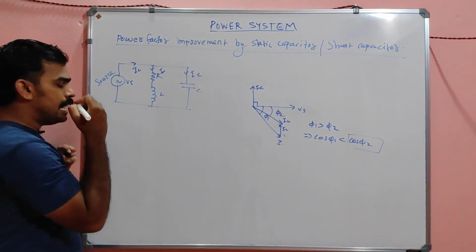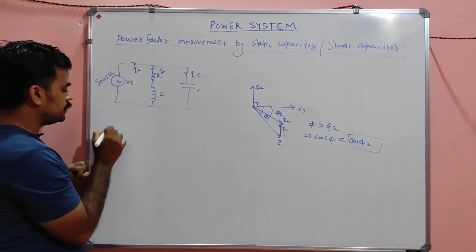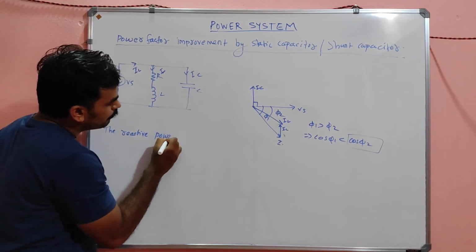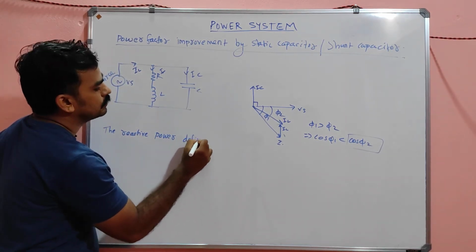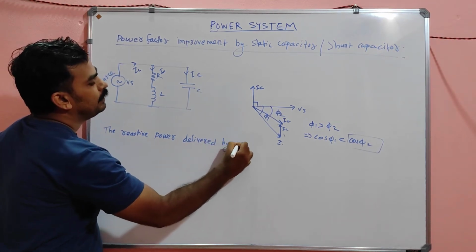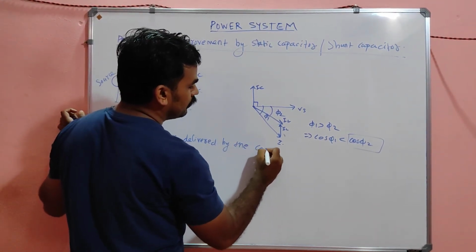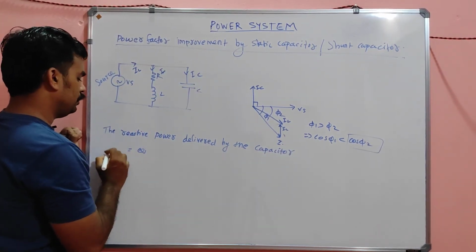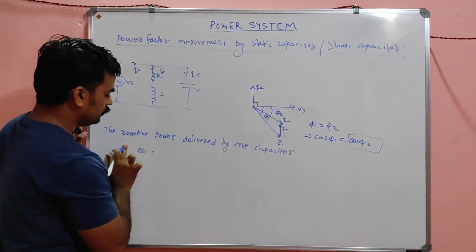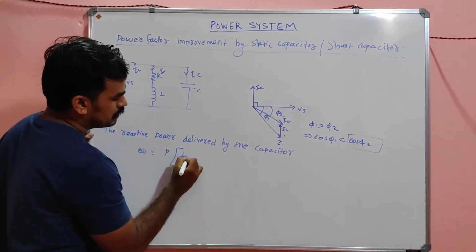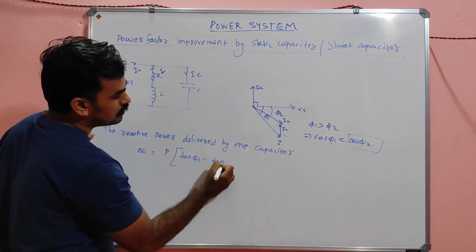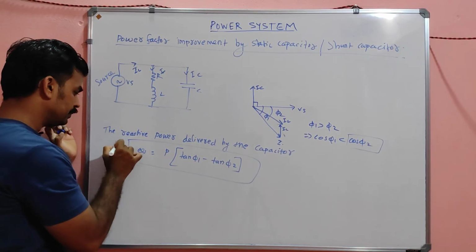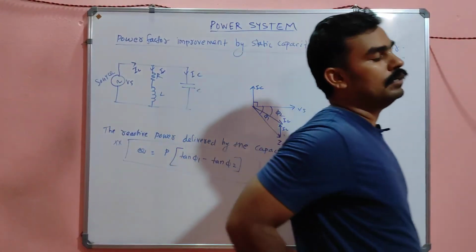And there will be an equation, my dear, you simply remember this equation. The reactive power delivered by the capacitor is nothing but, my dear, Q is equal to P times (tan phi 1 minus tan phi 2). This is an equation, my dear, you have to remember, a very, very important relation. What is the reactive power delivered?